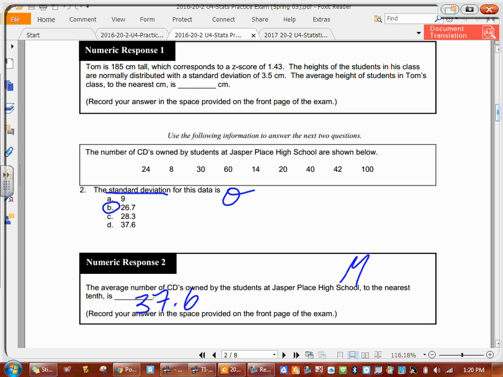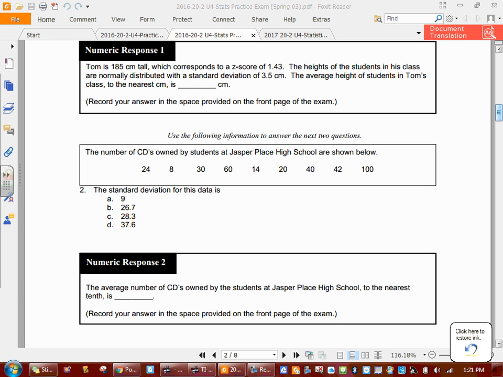Okay? Pardon me? No, because it wants to the nearest 10. All right, so watch your rounding, you guys. It's going to be 25 marks. There's 5 numeric response and 20 multiple choice. Okay? No written on this one.